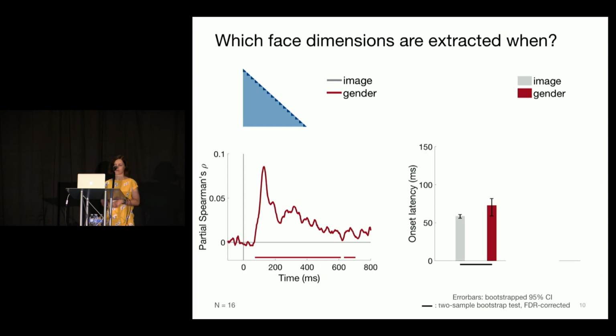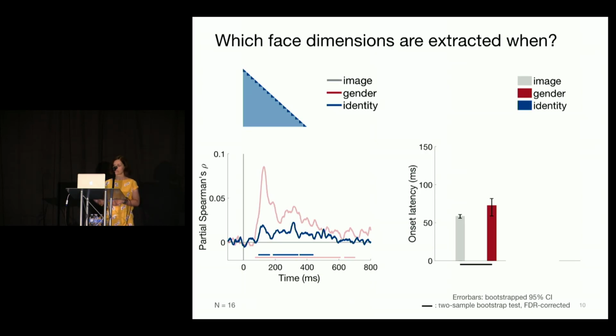Can do the same thing for the identity model. So now we correlate the identity model with our MEG RDMs, partial out the other models. And we again find that there is identity information. So the identity model correlates, and when we extract the onset, we see that it's actually later than image decoding, but it's also significantly later than our gender model. Which is suggesting that you can first extract information about the gender and then later information about the identity.